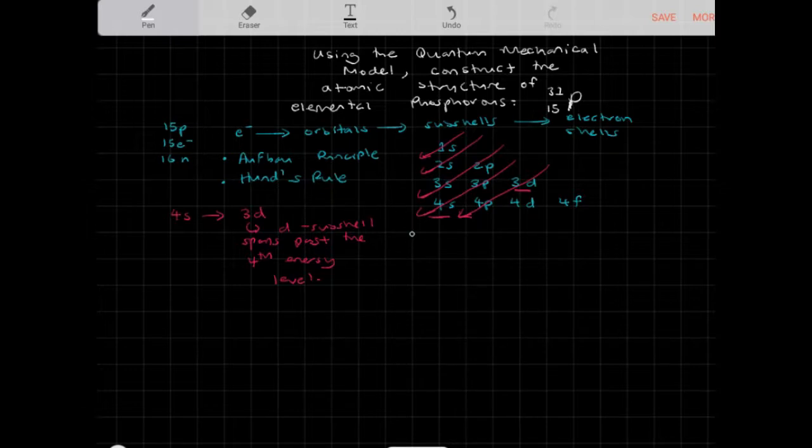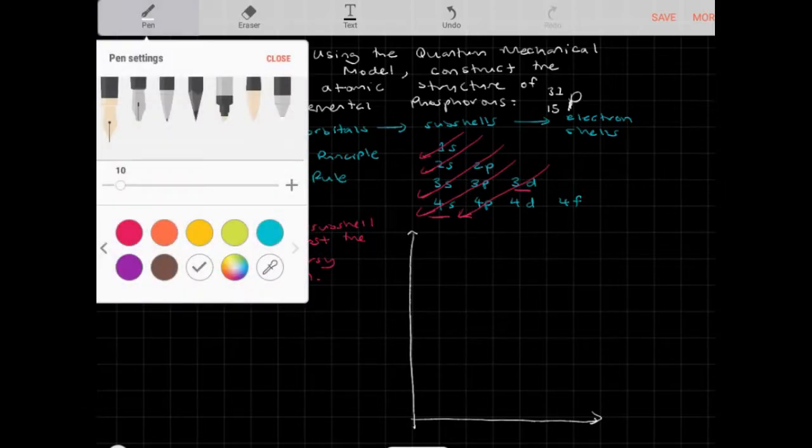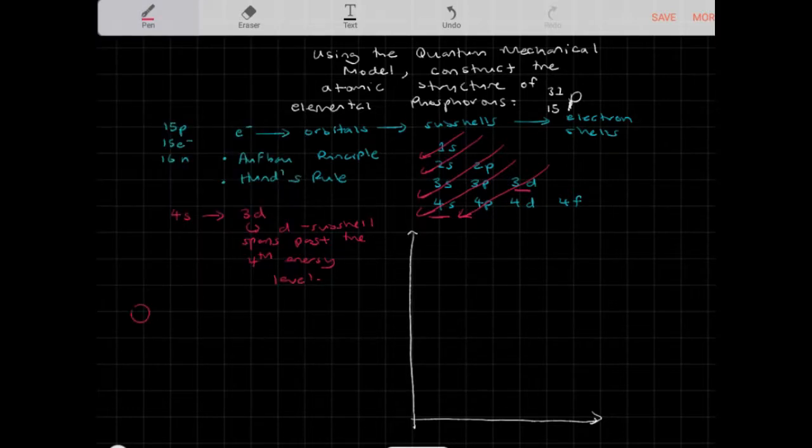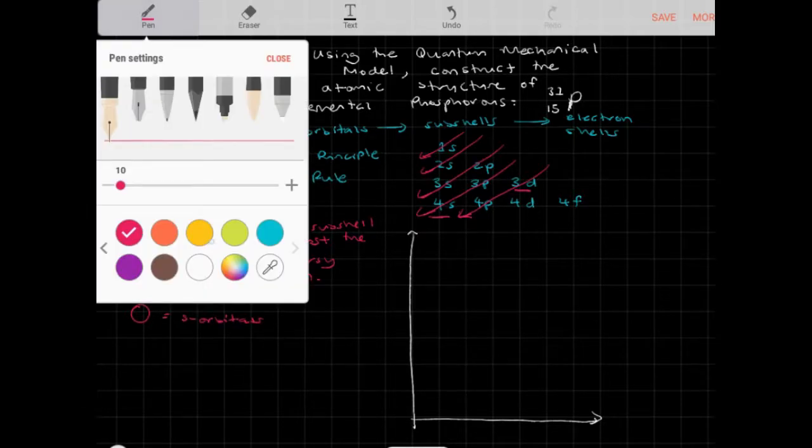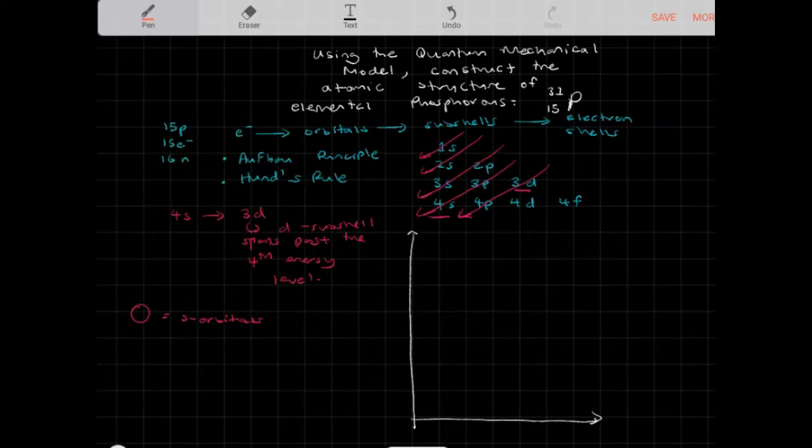If I'm constructing this, I'm going to put energy on my y-axis, my vertical axis, and I'm going to put this as my base. Using the grid system, I'm going to move up 2 spaces per each subsequent shell and so forth. For each of the subshells, I'm going to use red for s orbitals, and thereby the s subshell. I'm going to use orange for p orbitals, and I'm going to use yellow for d orbitals.